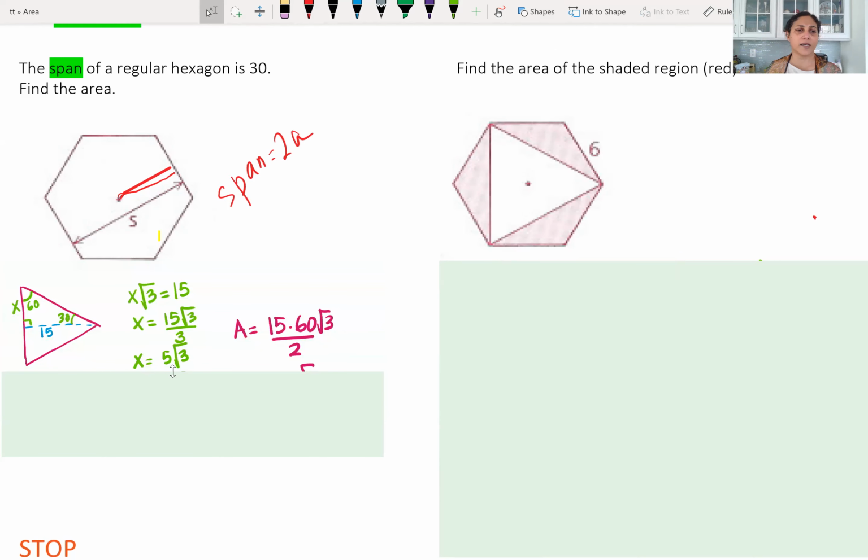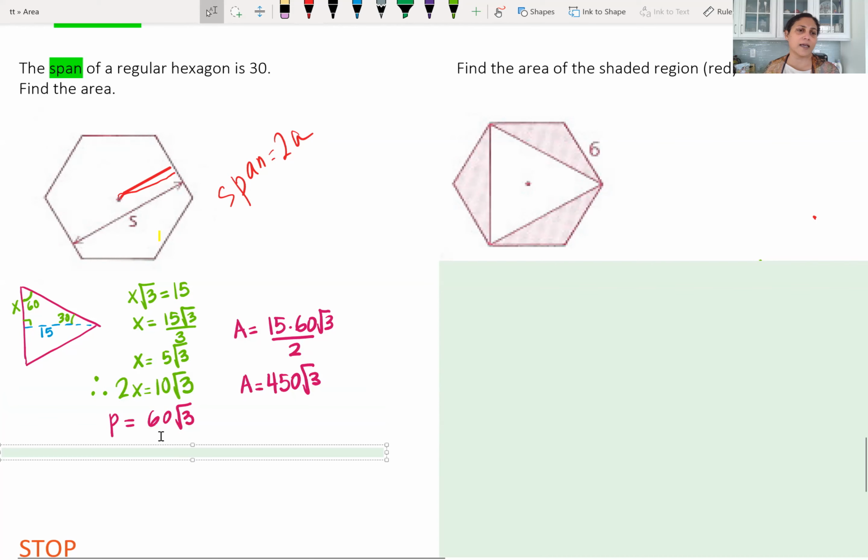So I've made a little triangle. And we know that the span is 30. That means the apothem is 15. And if the apothem is 15, then the side is 2x, which is 10 radical 3. And if the side is 10 radical 3, then the perimeter is 60 radical 3. And I can use all of that to find my area, which is 15 times 60 radical 3. 15 is your apothem, 60 radical 3 is your perimeter, and you divide that by 2.